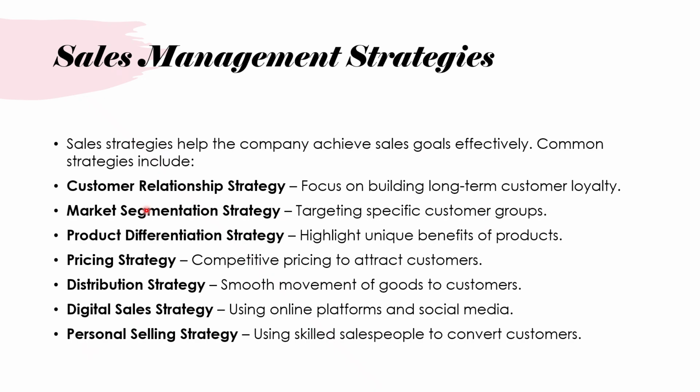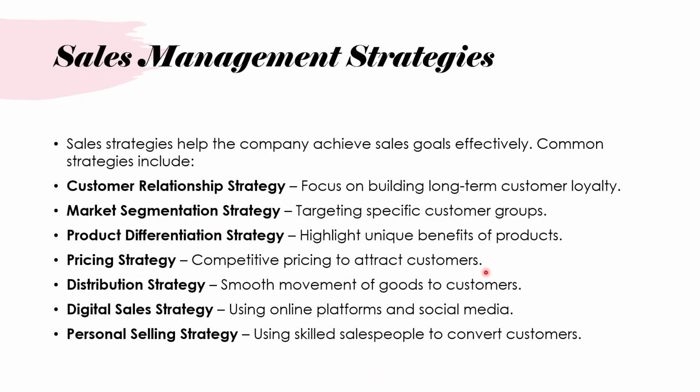Then the third one is the product differentiation strategy. Here they highlight what makes a product unique. Like Apple focuses on quality and design to stand out in the smartphone market. Then there is the pricing strategy. It uses competitive or value-based pricing to attract customers. Like Reliance Trends, it often uses value pricing to appeal to middle-income shoppers.